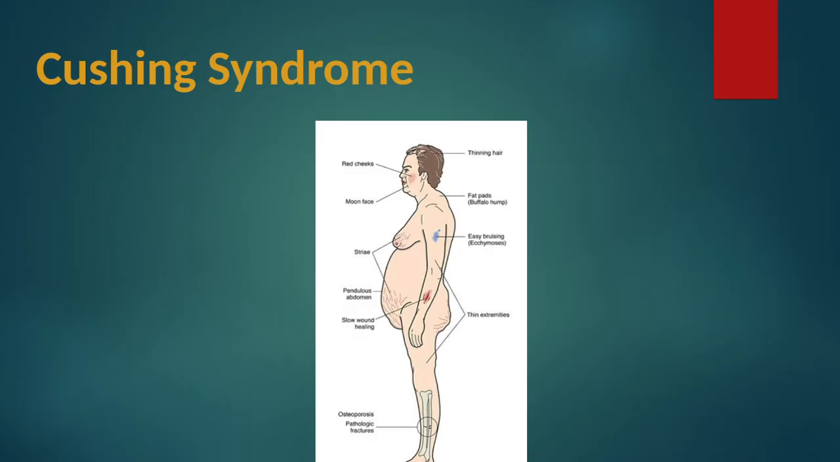Now focus on the musculoskeletal effects. The arms and legs become thin because of muscle wasting caused by protein breakdown. The bones also lose calcium and strength, resulting in osteoporosis and pathologic fractures, fractures that happen with very little trauma. This makes fall prevention a critical nursing priority. Cortisol excess also contributes to hyperglycemia and hypertension, although these are not visible in the diagram.